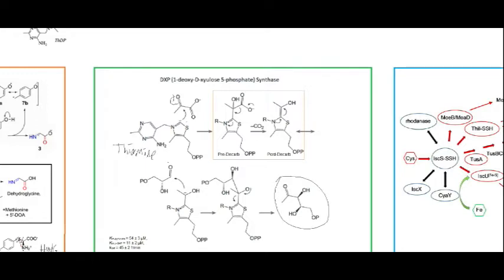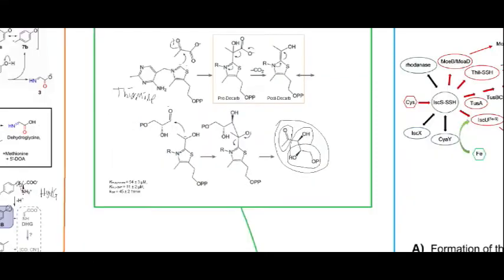And so we can see here that we have these right here coming from our glyceraldehyde 3-phosphate. Actually, it would also contain these ones, wouldn't it? And then this coming from our pyruvate. So that is our DXP.